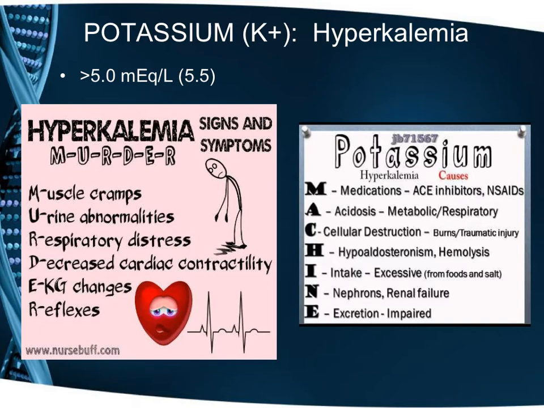Emergency treatment may include IV calcium gluconate, IV sodium bicarbonate, and D10W, which causes the potassium to shift into cells. Dialysis may be needed. Nursing management is similar to that for hypokalemia.